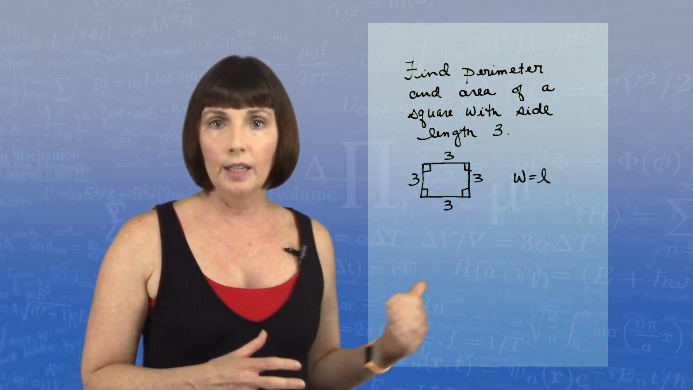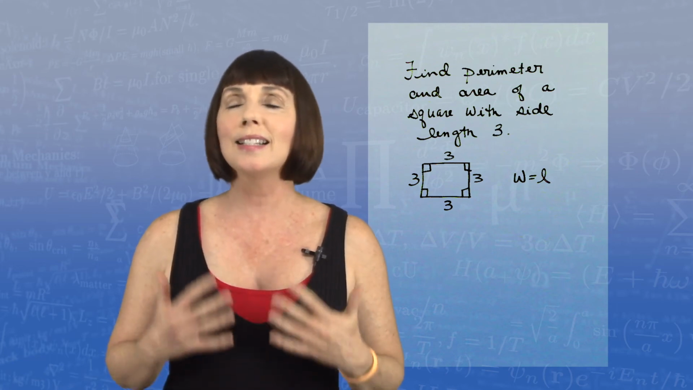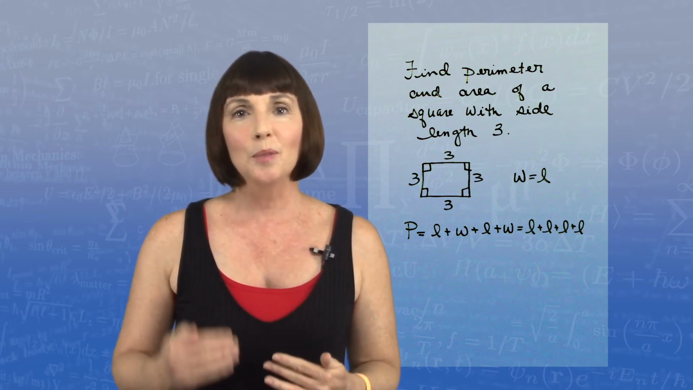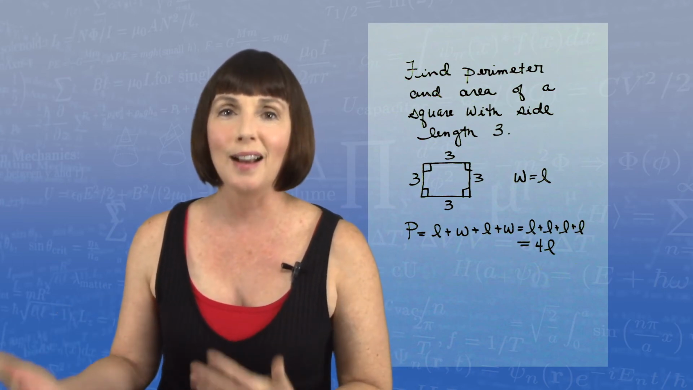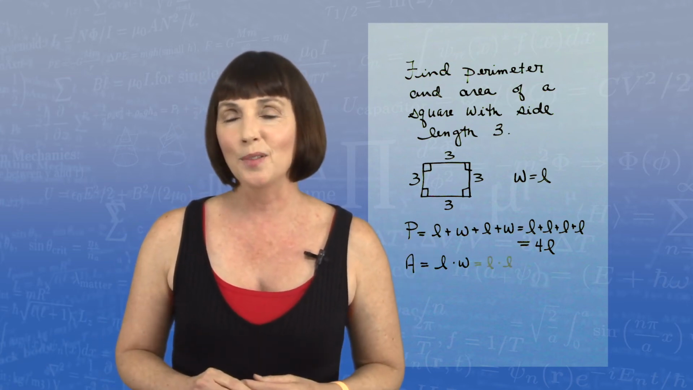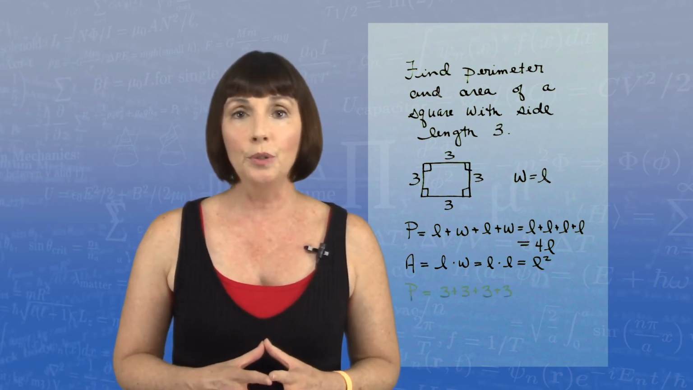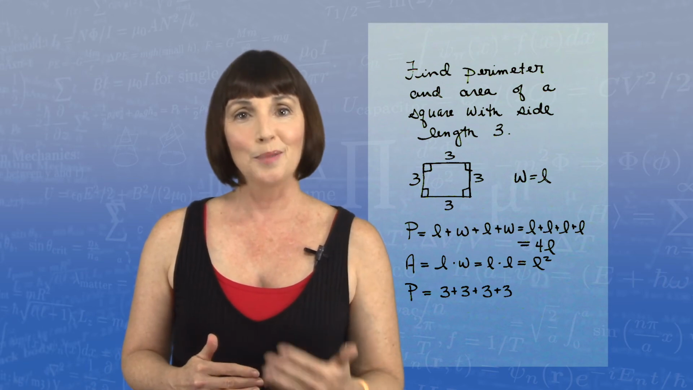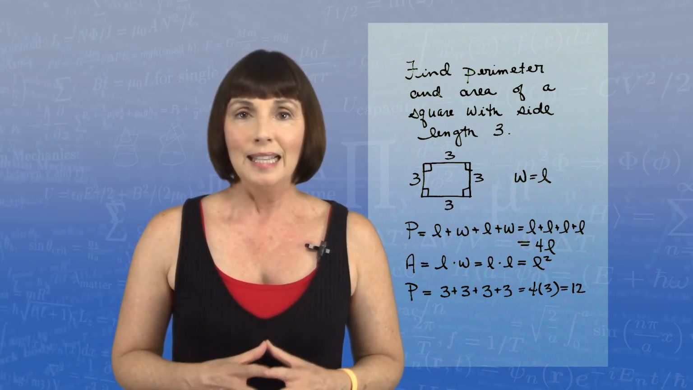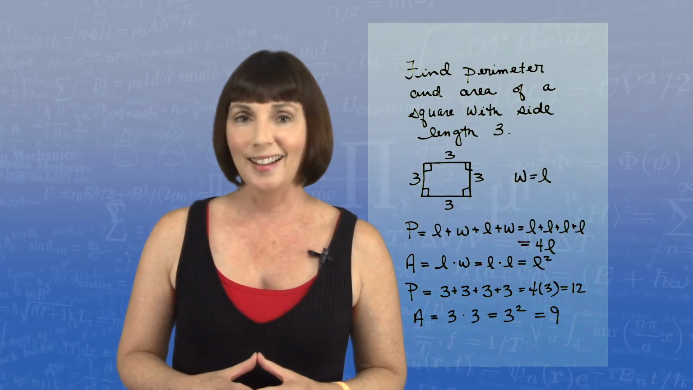So we have our square here, and remember, it's a square, so W equals L. So the perimeter is still equal to L plus W plus L plus W, but I can write that as L plus L plus L plus L, or 4L. And the area is equal to L times W, but in this case, I can write that as L times L, or L squared. So the perimeter is just equal to 3 plus 3 plus 3 plus 3, which is equal to 4 times 3, or 12. And the area is equal to 3 times 3, which is equal to 3 squared, or 9.